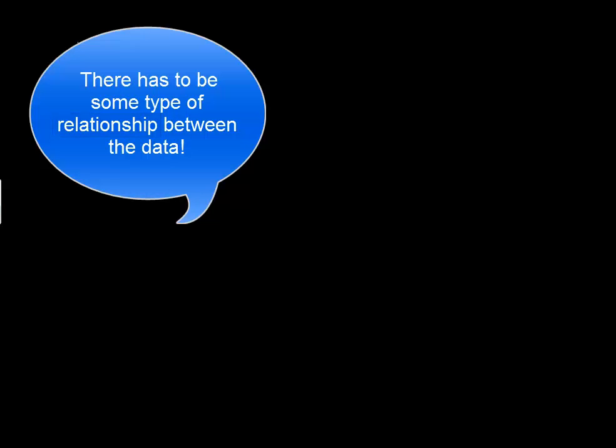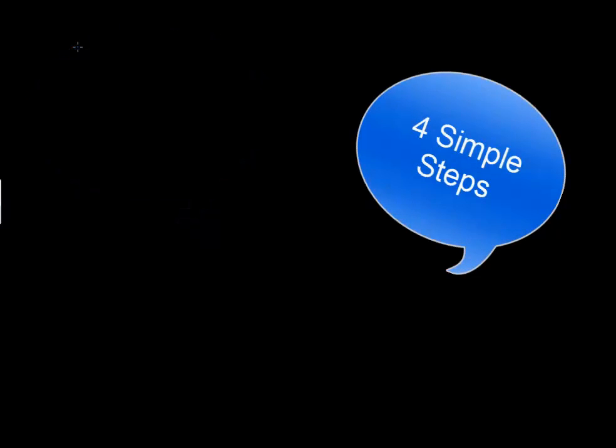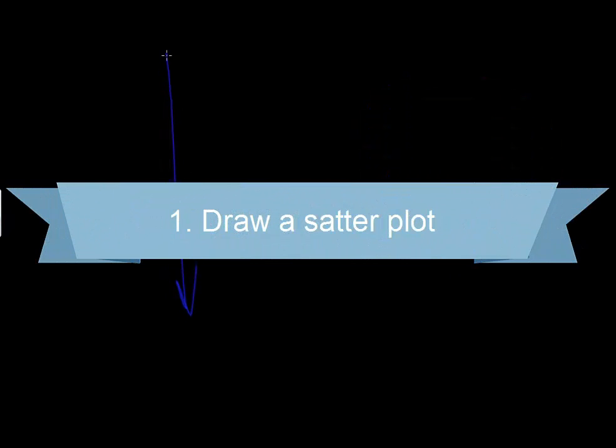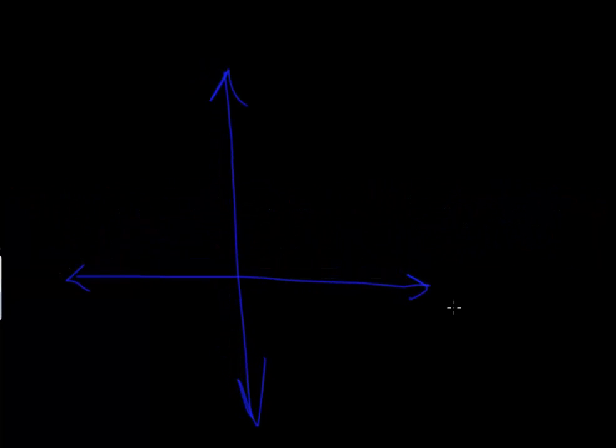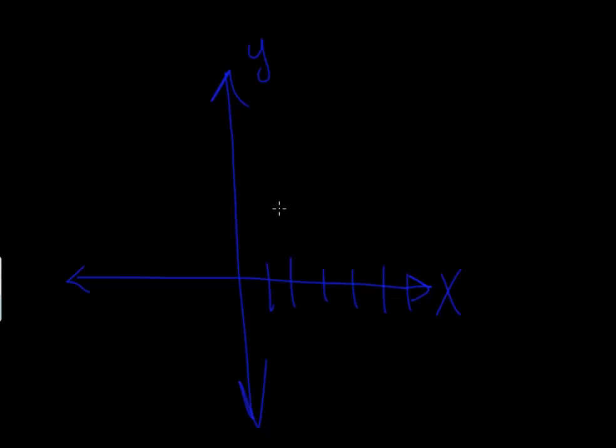There are actually four simple steps to find the line of best fit. The first step is to draw a scatter plot. Now remember from a previous lesson, a scatter plot is the graph of your ordered pairs. So I'm drawing a graph here.